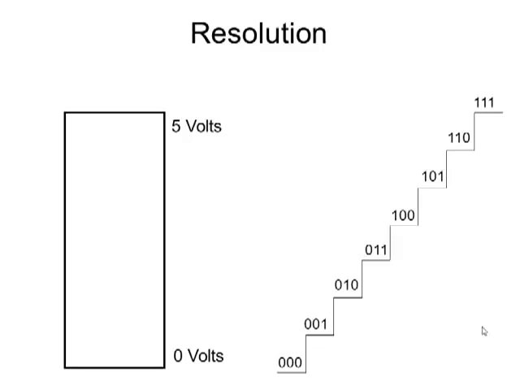If it were an 8-bit ADC, well, for one thing, I'm not going to draw 256 steps here, but an 8-bit ADC can produce any one of 256 different numbers. So I would take my 5 volts, divide by 256, and I would get a resolution of 0.0196 volts, or about 20 millivolts.